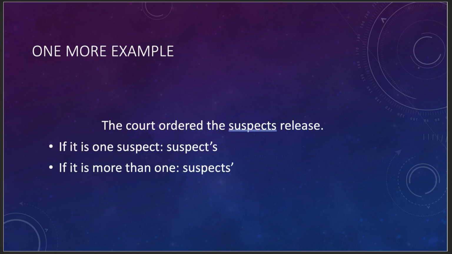How about one more example? The court ordered the suspect's release, and notice how it's already underlined. Do we have more than one suspect? Do we only have one suspect? Where you place the apostrophe gives us information about the sentence. If it's just one suspect, then you put apostrophe and then the S. If it's more than one suspect, then you just put the apostrophe at the end of the already plural word, suspects.